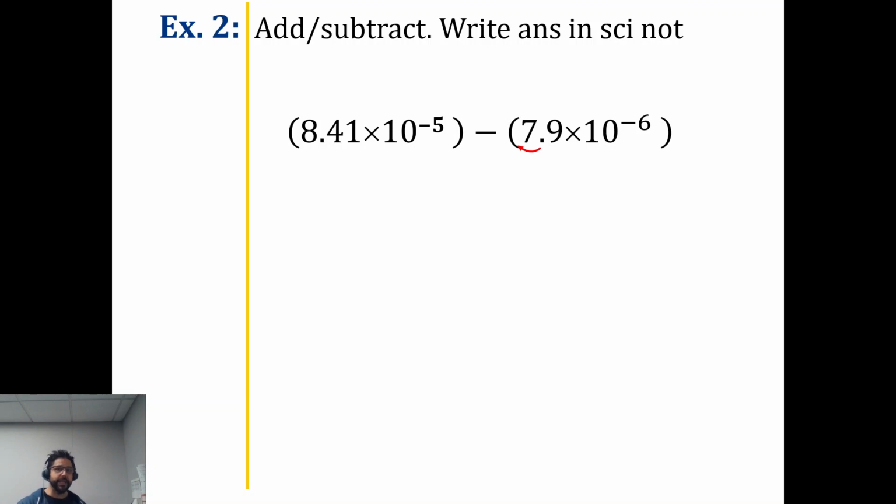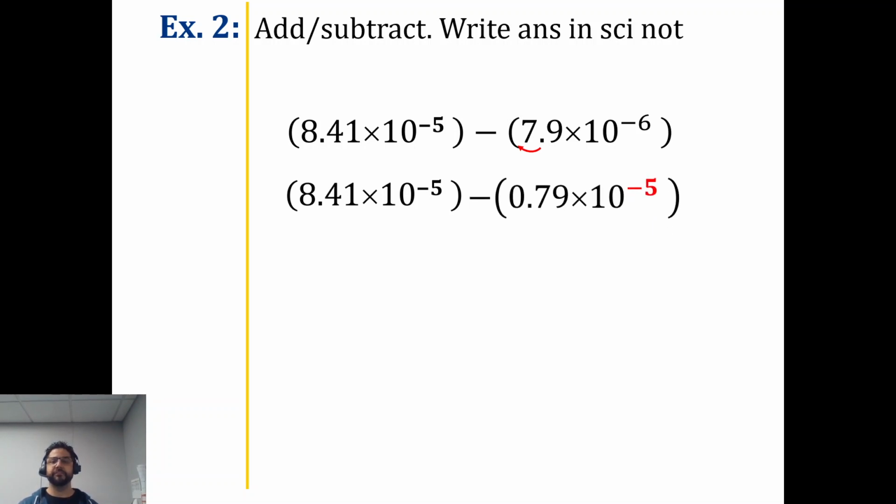So the way we do it again is we move our decimal. This time is just having to move one place because the difference between a -5 and -6 is only one space on a number line. So we're just going to move it one space. And in doing so, it is now going to be a -5 for the exponent. So they have the exact same exponent, so therefore we are allowed to subtract.